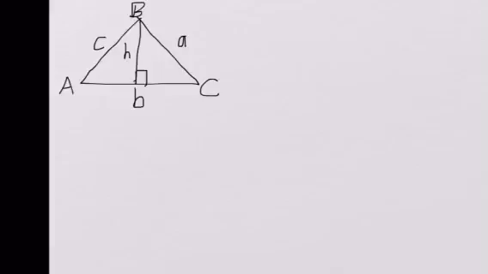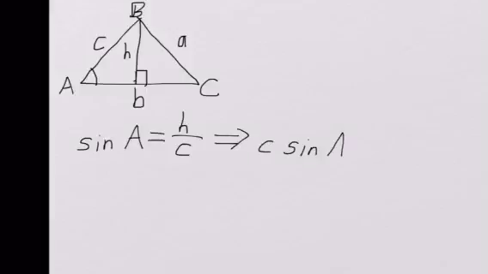So now, I'm going to consider angle A. We know that the sine of A is the opposite side in a right triangle, so in this case that's h, over the hypotenuse of that right triangle, which is c, which implies that c times the sine of A is equal to h.